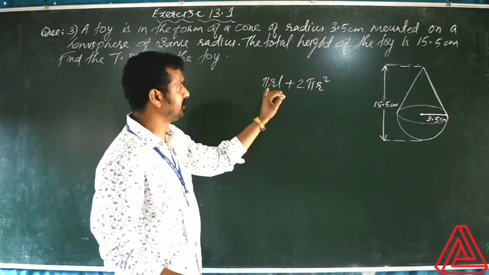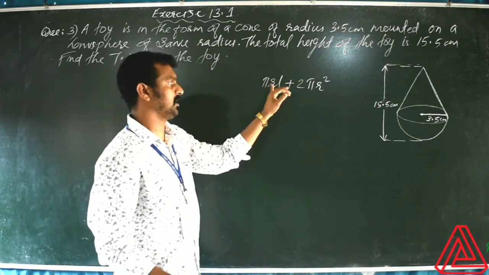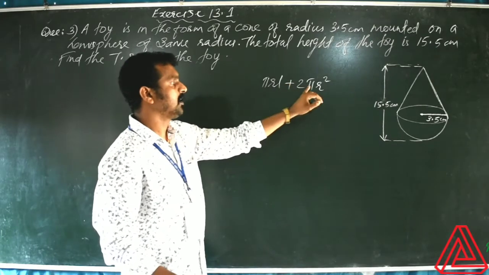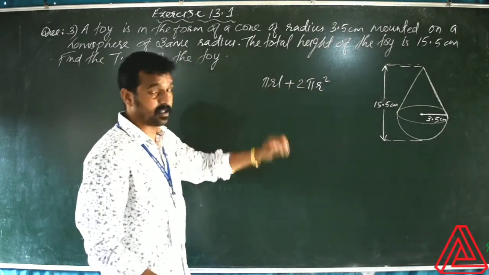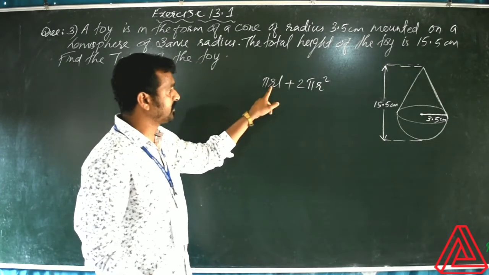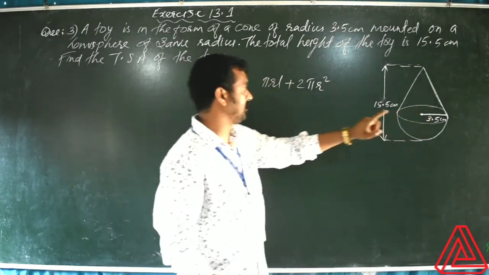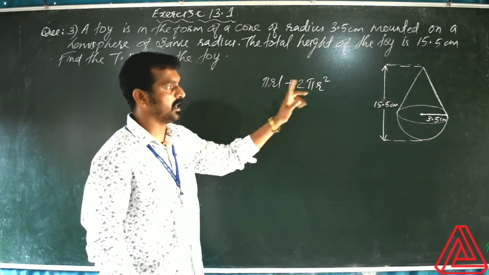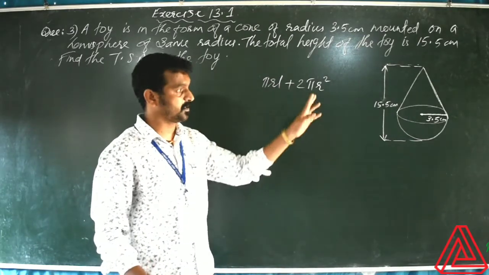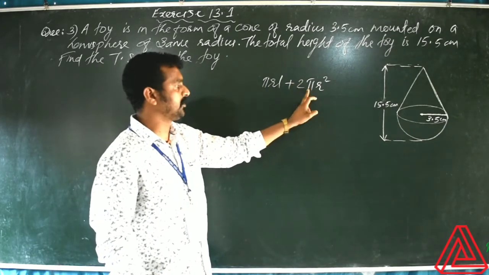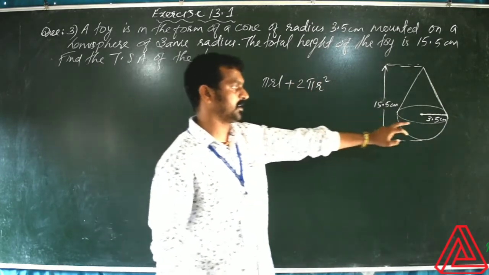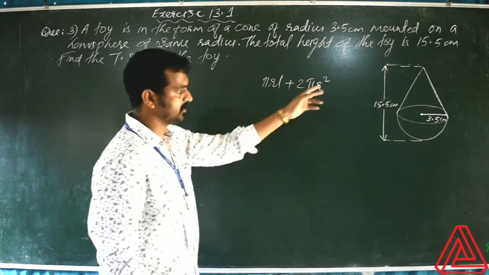Total surface area of the toy is equal to, what is the formula? Curved surface area of the cone, that is pi r L, plus curved surface area of the hemisphere, that is 2 pi r square. Pi we know, that value is 22 divided by 7. Radius of the cone is equal to 3.5 centimeter. Slant height L is not given in the question, so first we have to find out the slant height L. Then 2 into pi, 22 by 7, radius of the hemisphere, that is 3.5 centimeter, is given in the question.